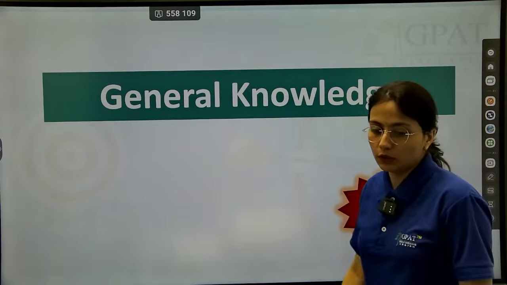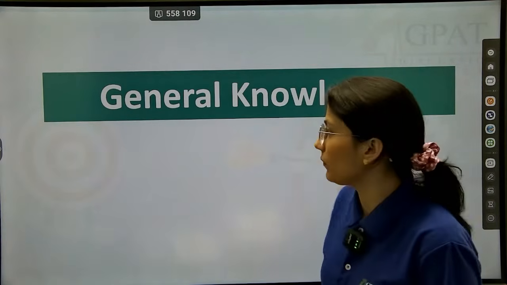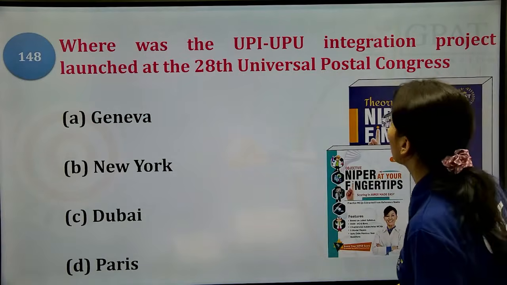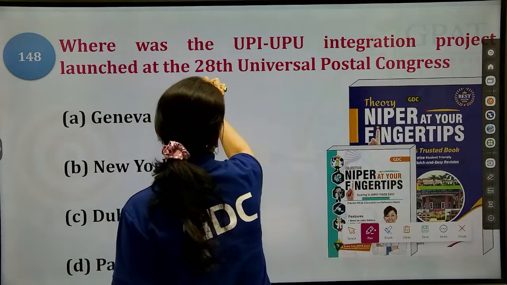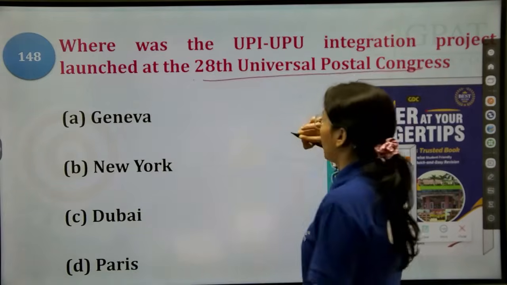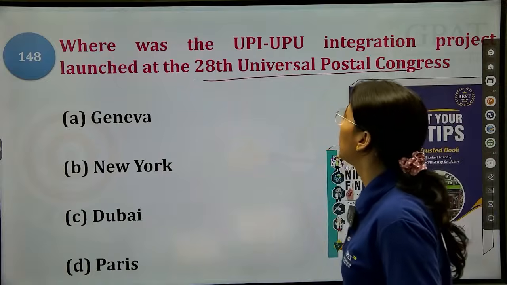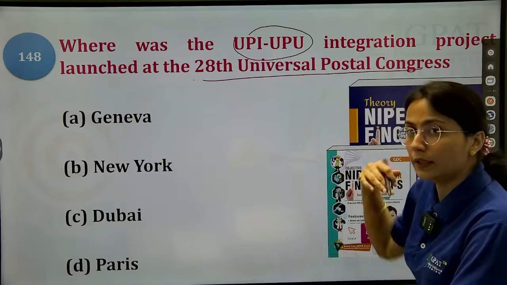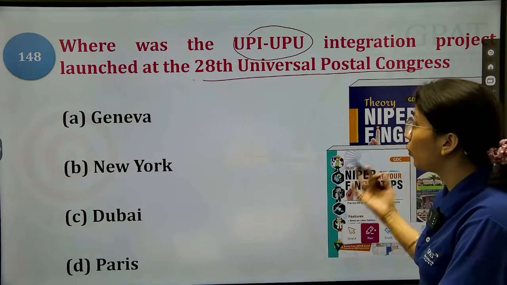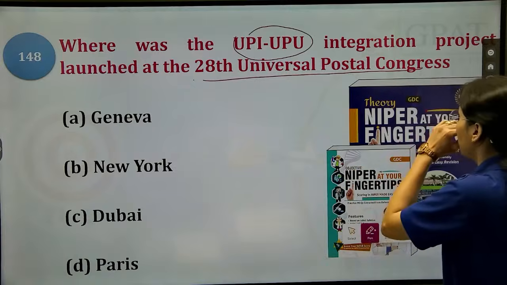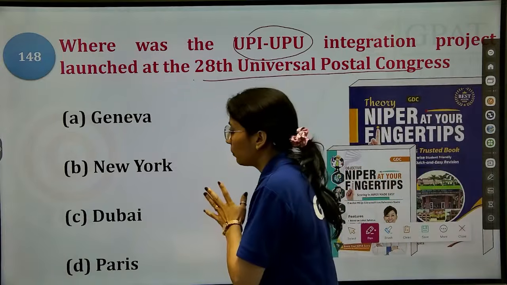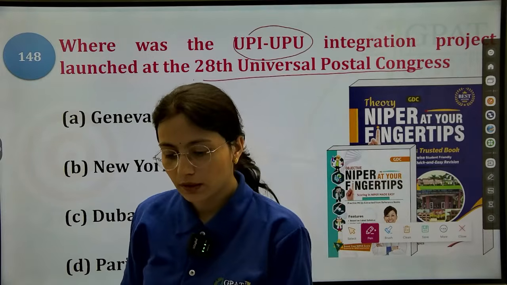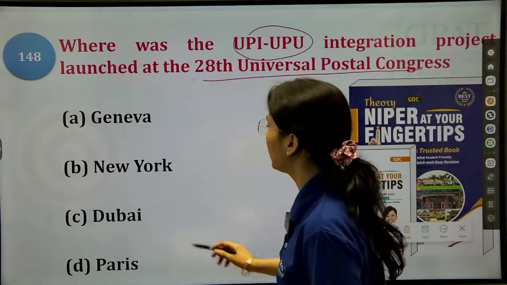Now some general knowledge questions. Question number 1: where was the UPI-UPU integration project launched at the 28th Universal Postal Congress? Geneva, New York, Dubai, Paris. So the correct answer is Dubai.